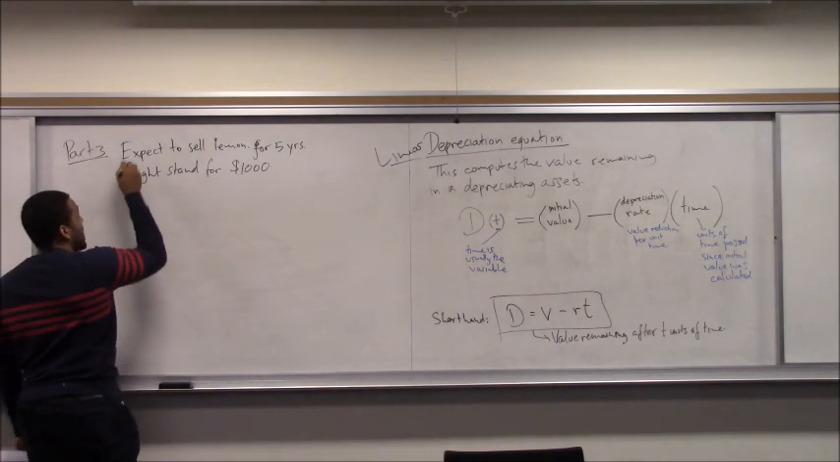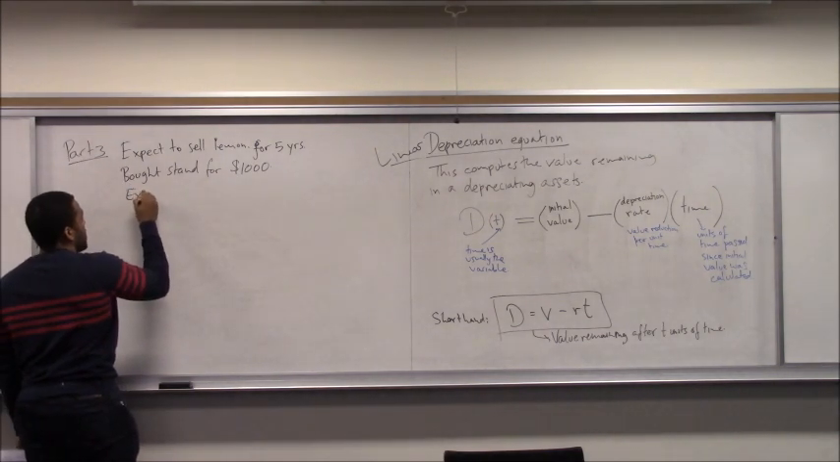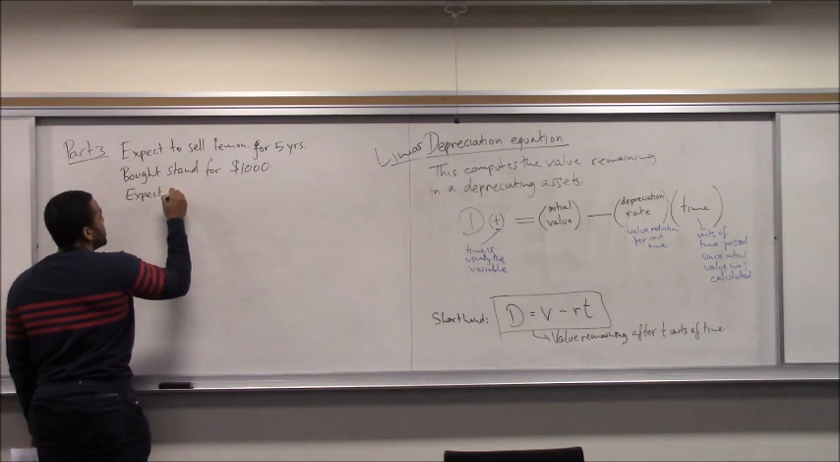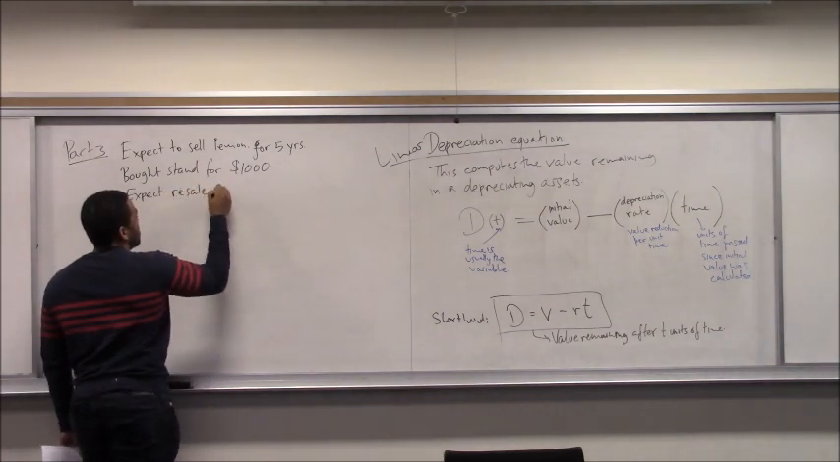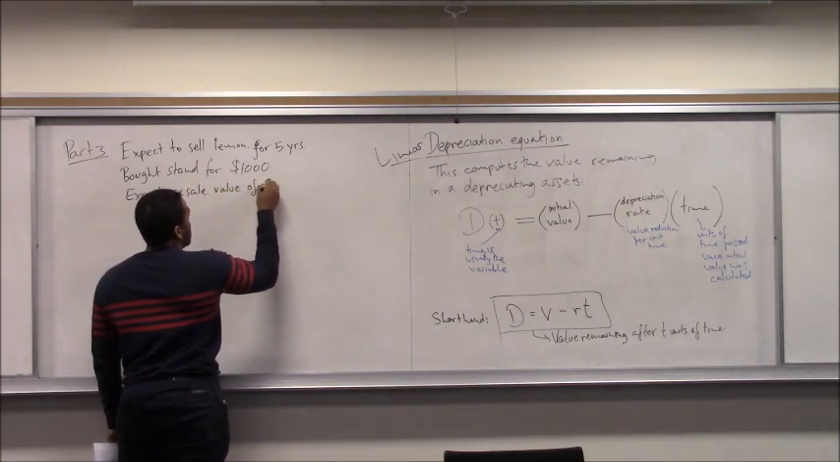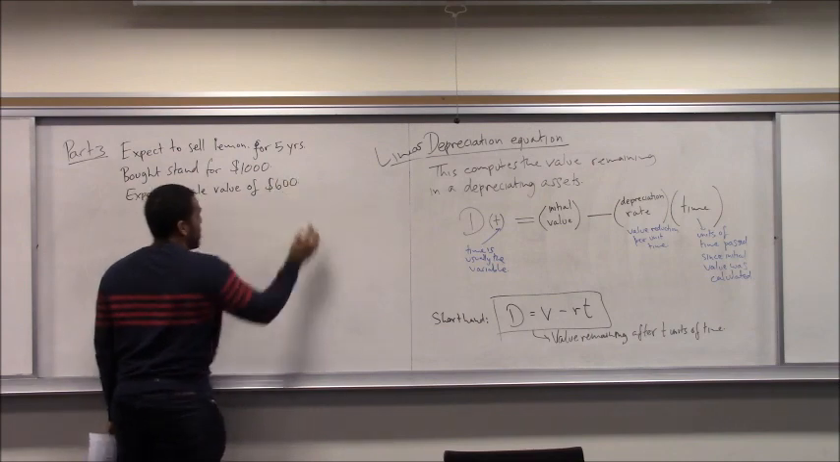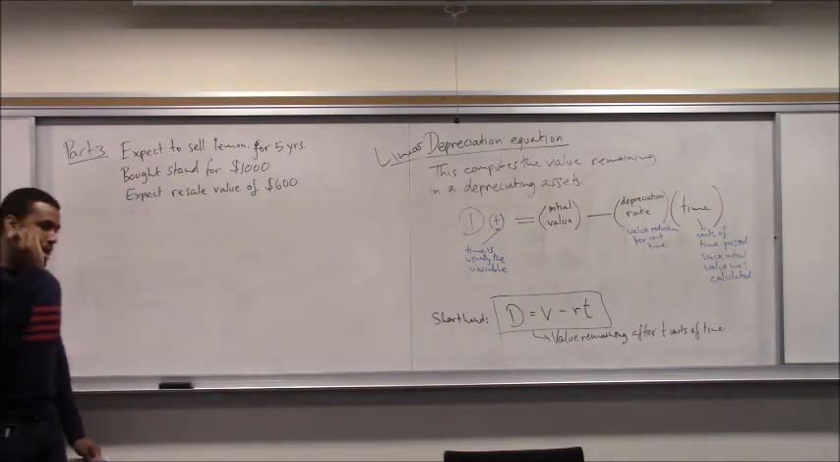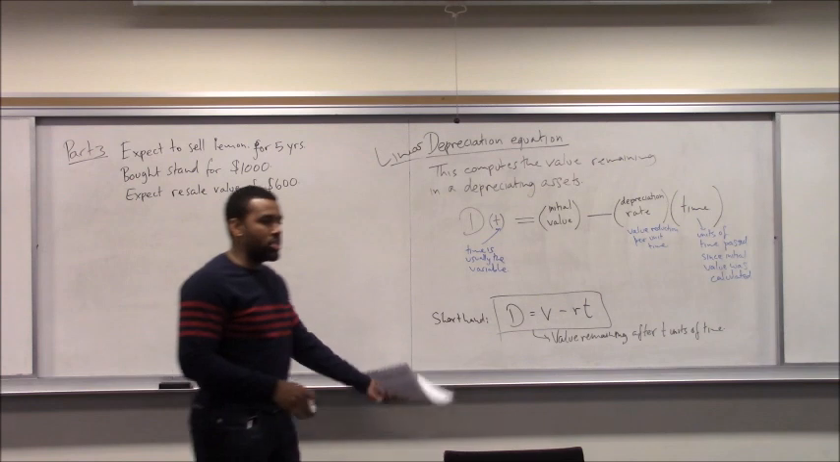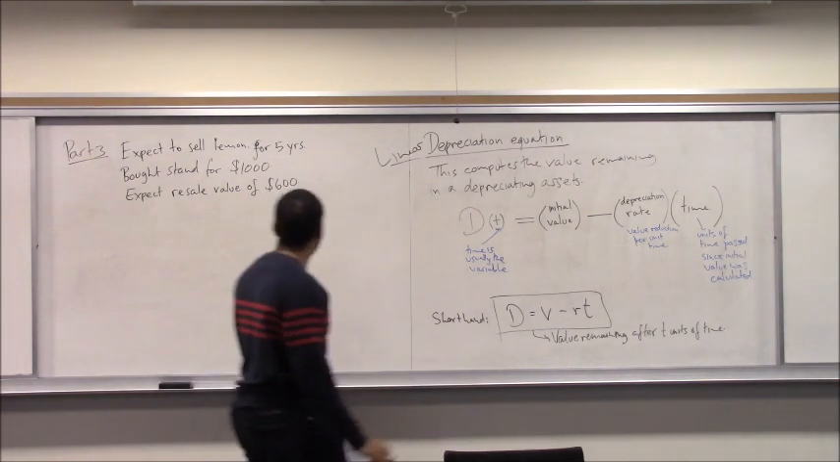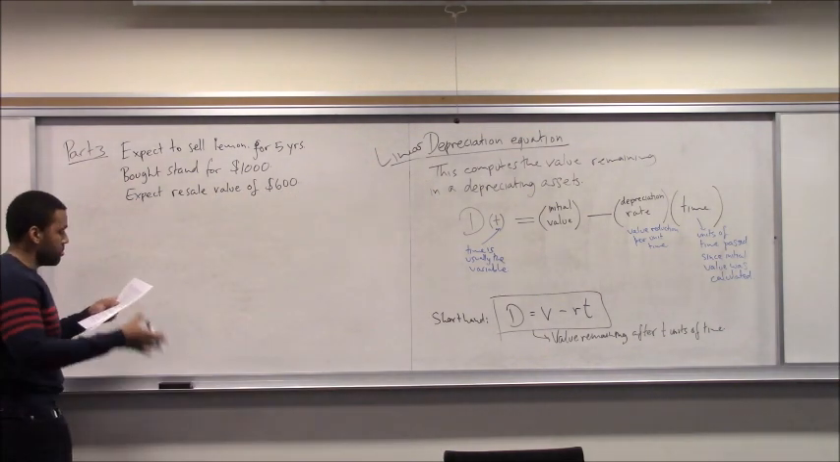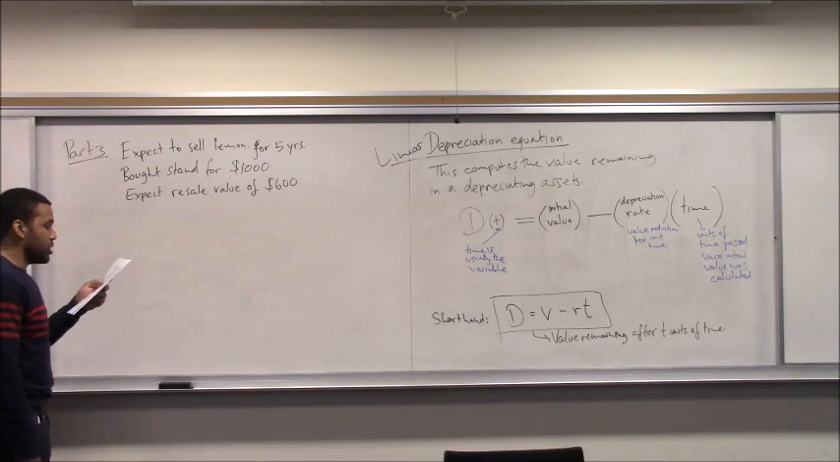I expect that at the time I retire, the resale value of the stand will be $600. Okay? So I bought it for $1,000, and I'm expecting that at the end of 5 years when I retire, I can probably sell this and get $600. For whatever reason that I assume that.